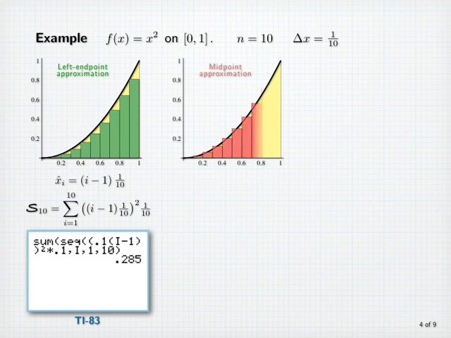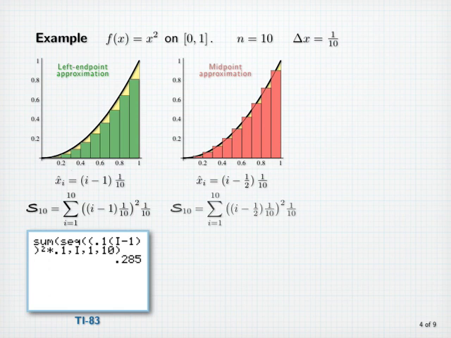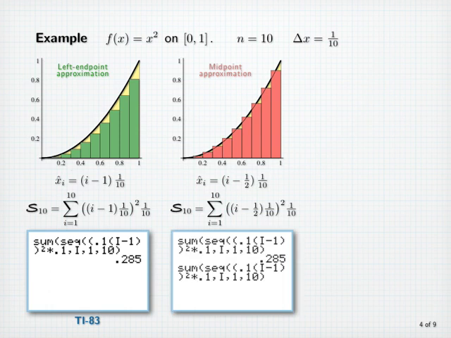Now let's compute the midpoint approximation with 10 rectangles. Here we want x hat sub i equal to (i minus 1/2) times 1/10, and so S10, based on this choice of x hat sub i, is the sum as i goes from 1 to 10 of the square of (i minus 1/2) times 1/10, times 1/10. Now to do this calculation, it's convenient to simply bring up the previous entry and edit it by replacing i minus 1 with i minus 0.5. With that small change made, we hit enter again, and we find that this midpoint approximation is 0.3325.